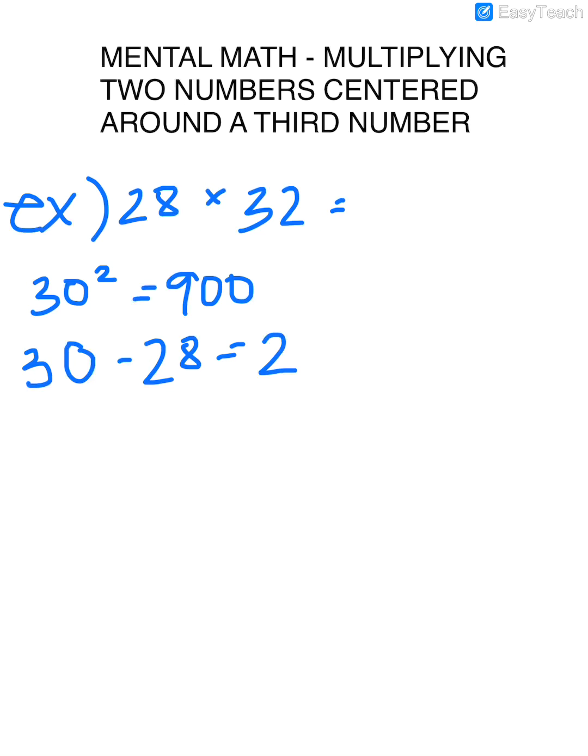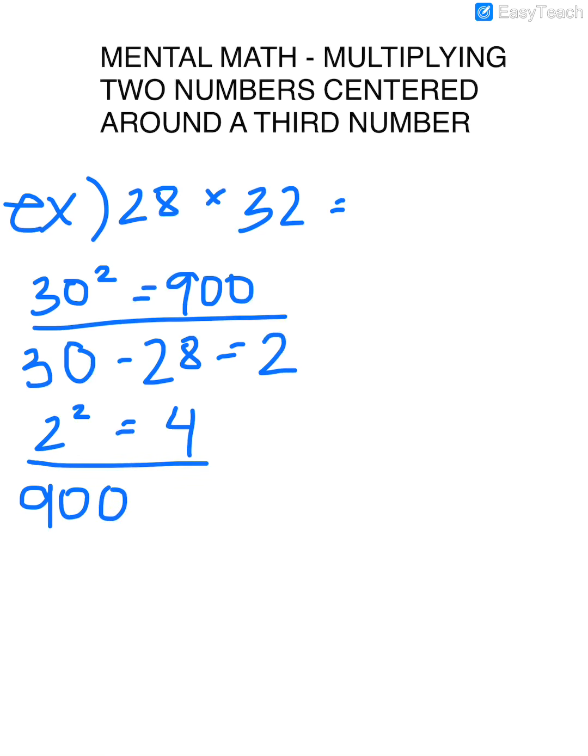But in case the numbers are a bit weirder and you can't tell, this is a super great method: 30 minus 28, or you can do 32 minus 30, either one is 2, and then you square that, so 2 squared equals 4. Then you take the answer you got from squaring the middle number, which is 900, minus this number, which is 4, which is 896. So your answer is 896.